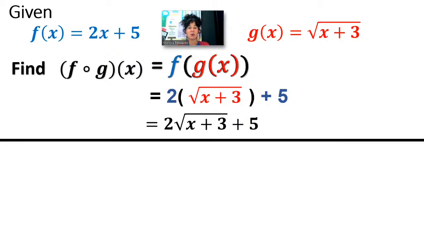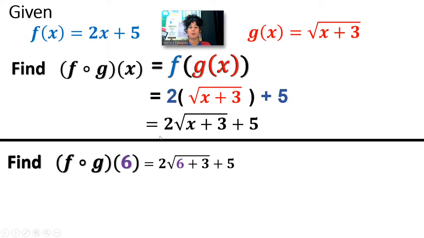Next, let's evaluate the composition at the number 6. So to find f composition g of 6, we can go to our composition f comp g of x right here, 2 root x plus 3 plus 5, and just substitute 6 into that. And if we simplify, we end up getting 11.